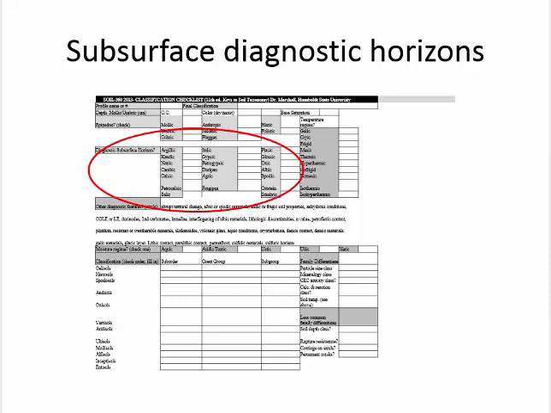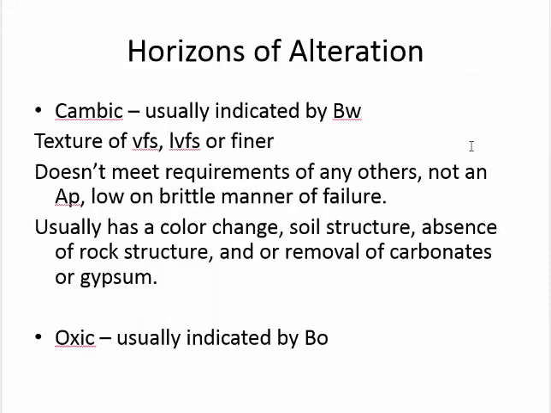So let's go ahead and start talking about some of these diagnostic horizons. The first grouping that I'll talk about are what are called horizons of alteration. For example, a cambic horizon. This is the taxonomic term that has specific criteria, and this is the morphological designation that we would probably see on a profile description. So cambic is described on pages 12 and 13 of the 12th edition of Keys to Soil Taxonomy, if you want to turn to pages 12 and 13.